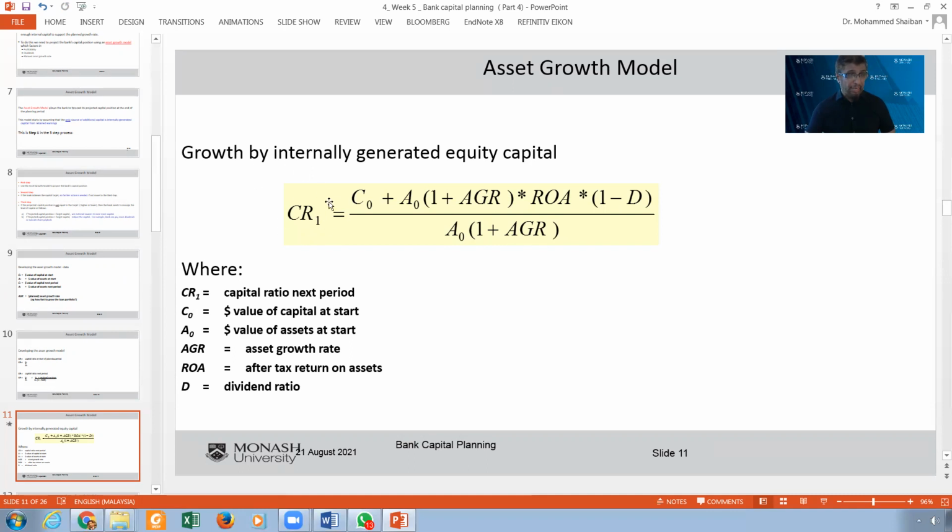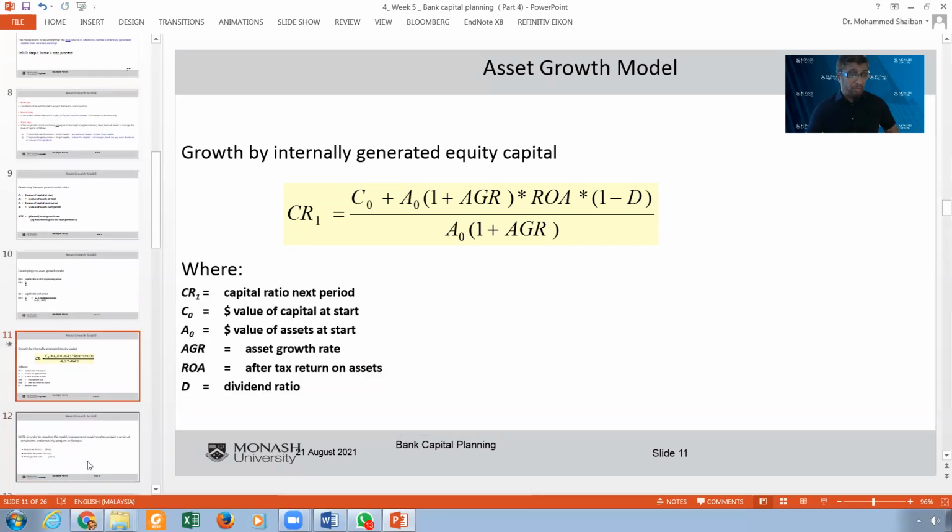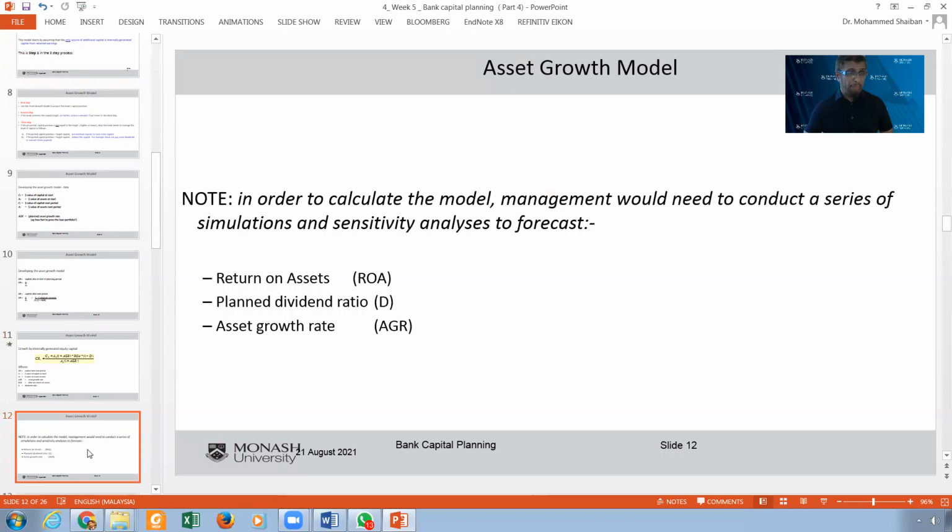So this is CRN, you can call it CR1, which is capital ratio in year one, or we can call it projected capital ratio, PCR. So in this case, we need all those components to calculate the CR1. And I can give you some numbers. We will go with the 3 steps which we talked about.